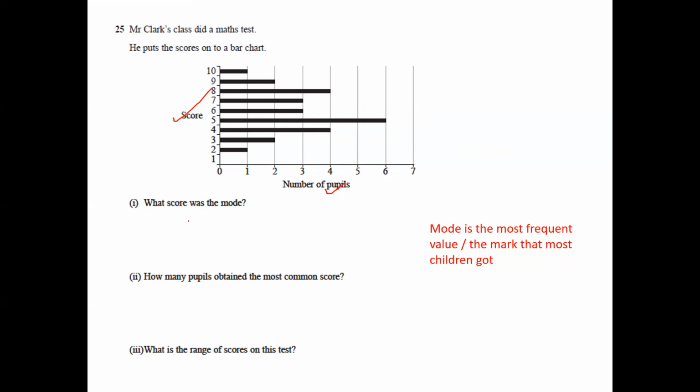If you go back to the bar chart, you can see the score that most of the children got. That is 5 marks. So 5 is the mode. Then the second one, how many pupils obtain the most common score? The most common score is 5 and 6 children obtain that score.